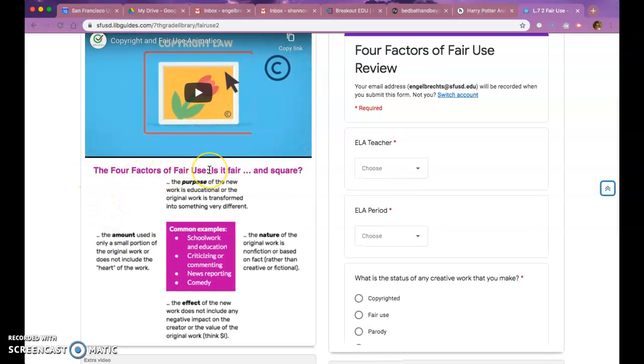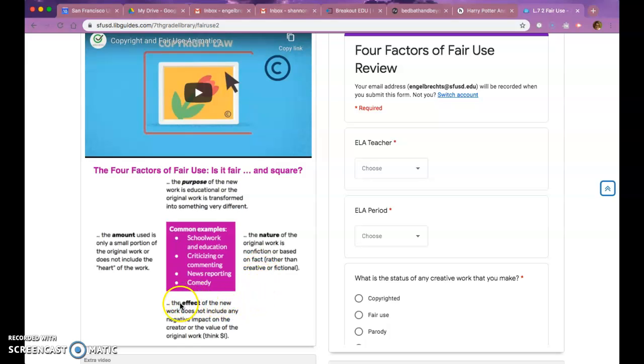One memory tool is thinking about, is it fair and square, or does it cover the 4 components of fair use and the 4 common types of fair use? So the 4 points of fair use are using only a small amount, the purpose is educational or an original work that's deeply transformative, the nature of the original work is nonfiction or based on fact. That's always a really good one.